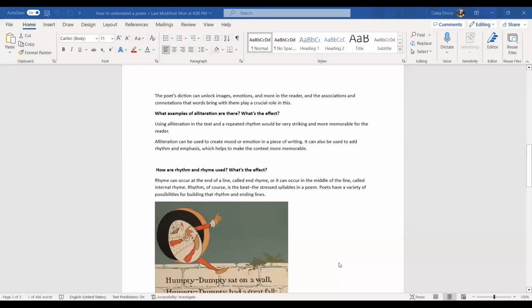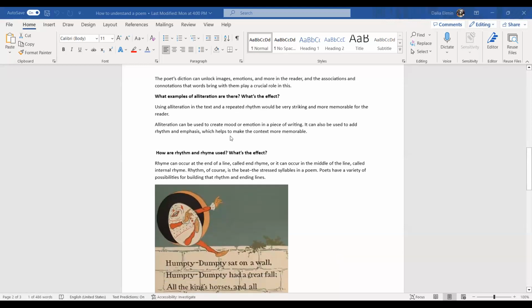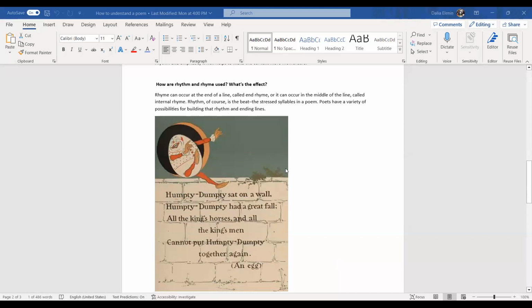So these exactly we are going to apply in this part of the unit, which is how to analyze the poem. So what examples of alliteration are there? What is the effect? The writer is using the sound, the music. What is it for? Does it make you happy or does it make you sad, and so on? So the alliteration can be used to create mood or emotions in a piece of writing. It can be also used to add rhythm. You know the rhythm, it's like the drum, the sound in the drum on writing or in speaking.